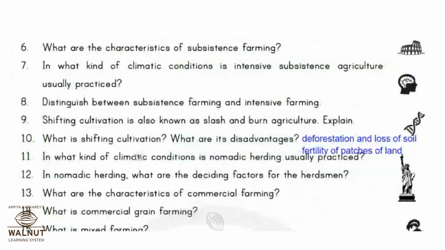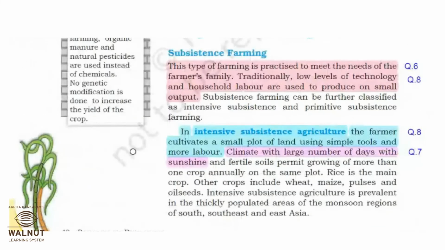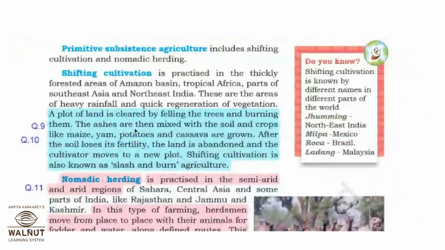Then question number 9, shifting cultivation is also known as slash and burn agriculture. Explain. So we have to write down that answer by seeing in the paragraph. See, shifting cultivation. Okay, it is practiced in the thickly forested areas of Amazon basin, tropical Africa, parts of Southeast Asia and Northeast India. These are the areas of heavy rainfall and quick regeneration of vegetation. Now you will get that answer of question number 9 here.